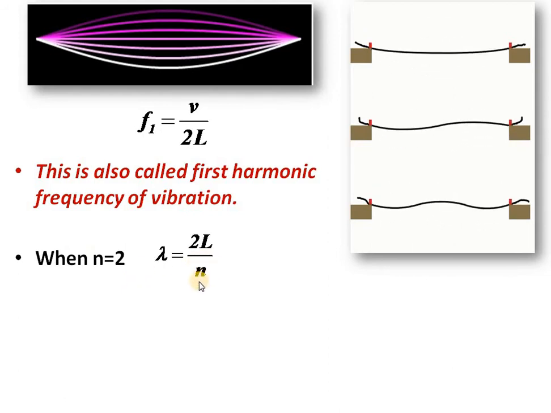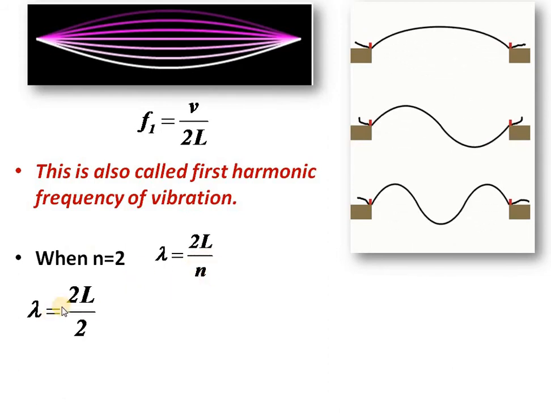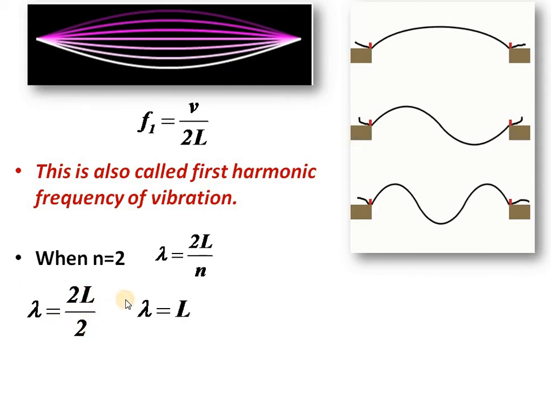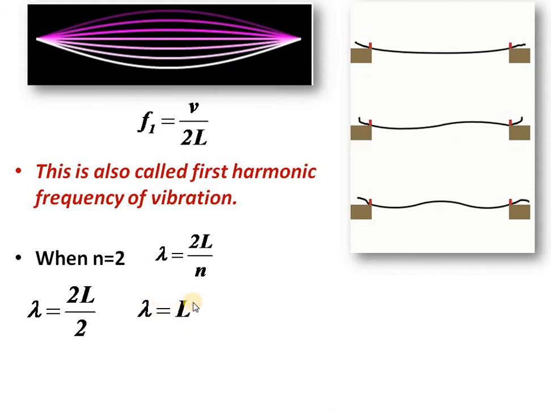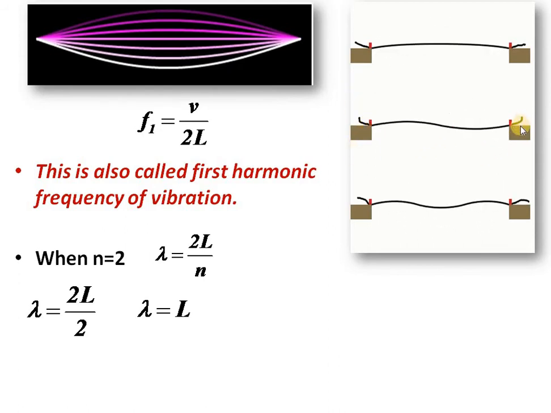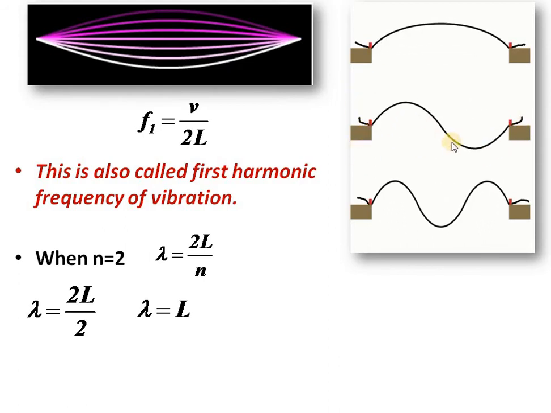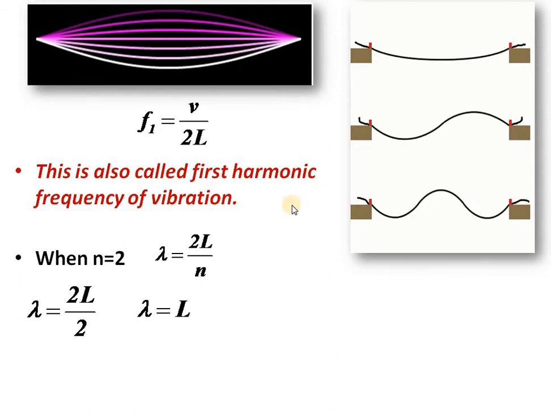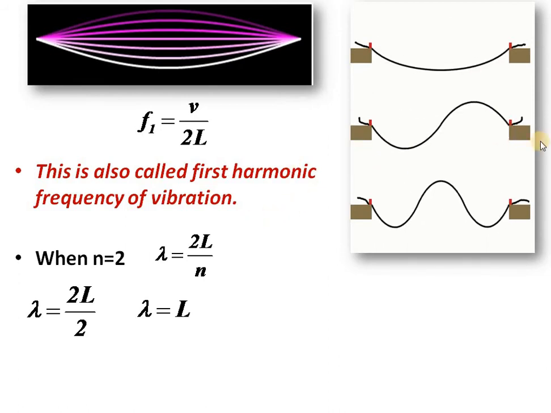We have to divide with the 2 here. So lambda will be 2L by 2, because n is equal to 2. So that will give you wavelength is equal to simply L, that means the total length of the wire. That is obviously shown in the second graphic. You can see it gives you a complete wave, one up and one down. Understand? Complete wave is obtained. That is the second mode of vibration.